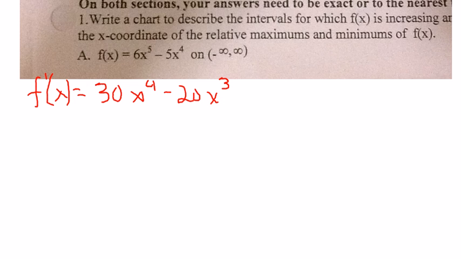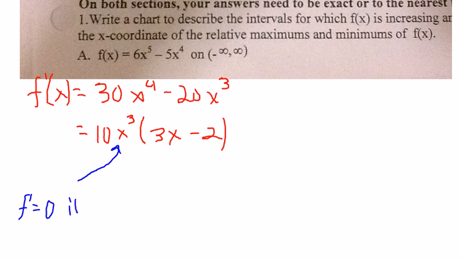have to test endpoints. So I'm going to go ahead and factor this. I can take an x cubed out of both terms, so I'm going to take 10x cubed out. That leaves me with 3x here, and then a minus 2 for the second term. We want to set that equal to 0. So f prime equals 0 if x is 0, which makes this term 0, or if I solve this factor for 0, I get a positive 2 over 3.